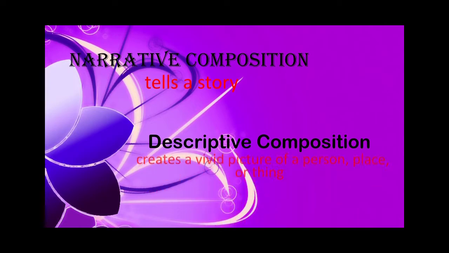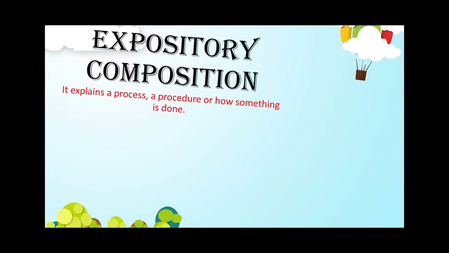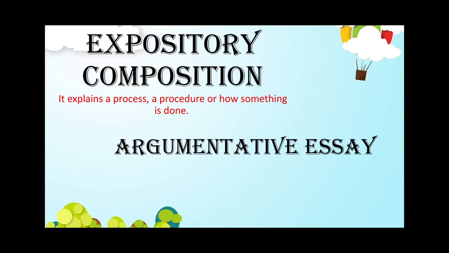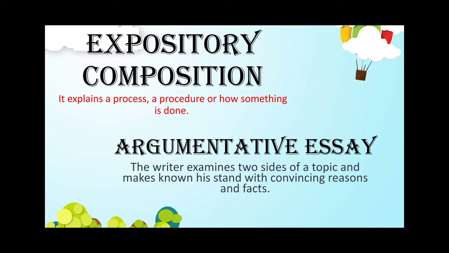Descriptive composition is composition that expects you to create a vivid picture about a person or a thing that you know. Expository, it explains a process. It explains a process, a procedure, or how something is done. That is expository composition or essay. Argumentative essay, when you are given argumentative essay to write, what do we want? We want you to look at two sides of an issue and take a stand.